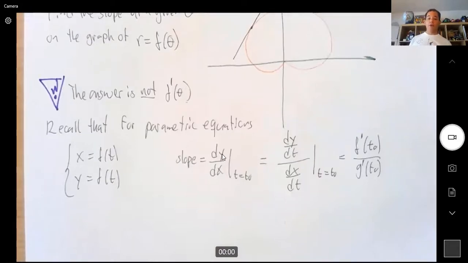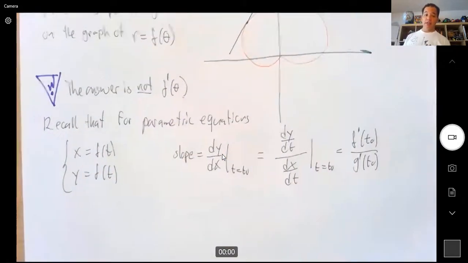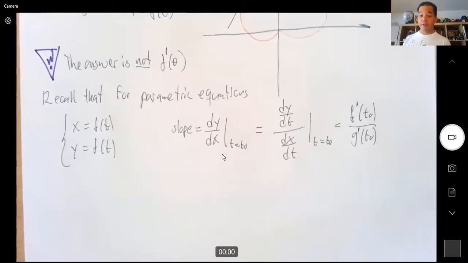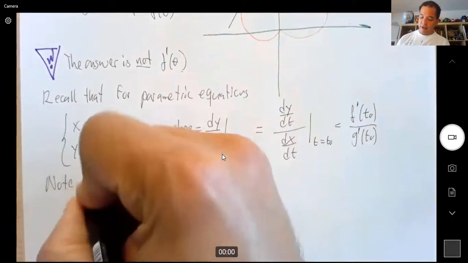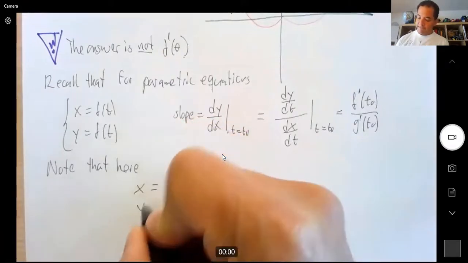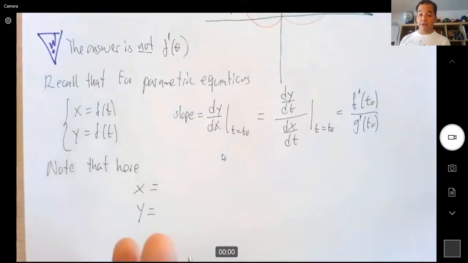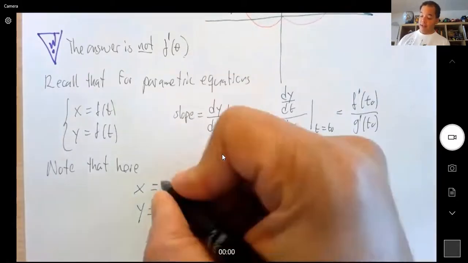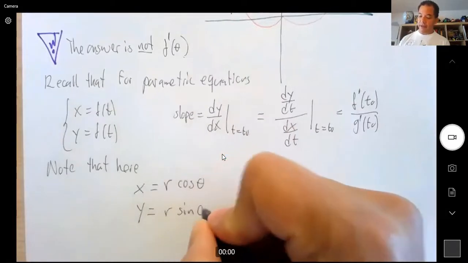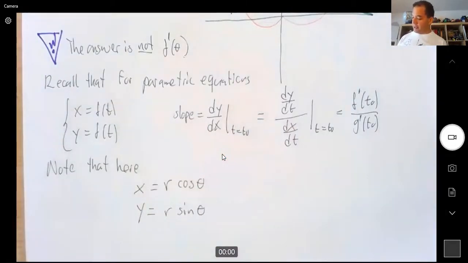So the way we should now figure it out for polar equations is to use these and figure out how we can relate a polar graph to a parametric graph. And it's actually not that difficult because, note that here we know what x and y are in terms of the polar coordinates. We discovered that yesterday: x was r cosine theta and y was r sine theta. If you had forgotten about this, let me quickly remind you.